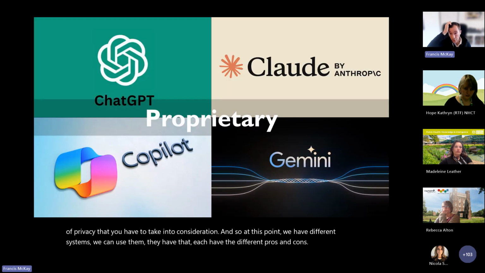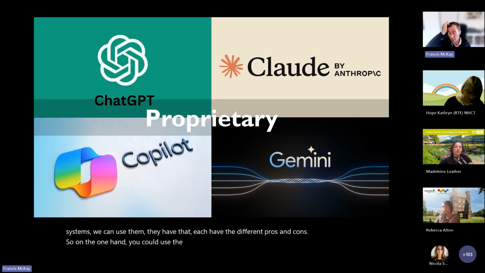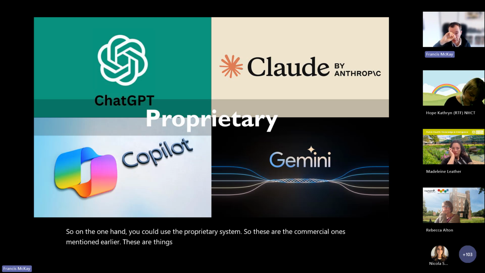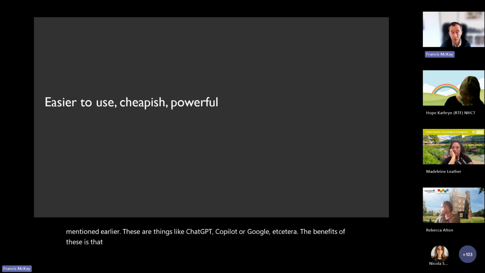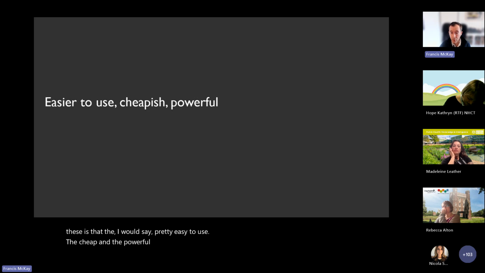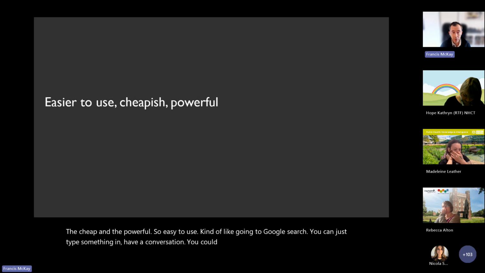On the one hand, you could use the proprietary systems. These are the commercial ones mentioned earlier, things like ChatGPT, Copilot, Claude, Google, etc. The benefits of these are that they're, I would say, pretty easy to use, they're cheap, and they're powerful. Easy to use, kind of like going to Google search. You can just type something and have a conversation. You could do that right now, go to ChatGPT's website and do that.